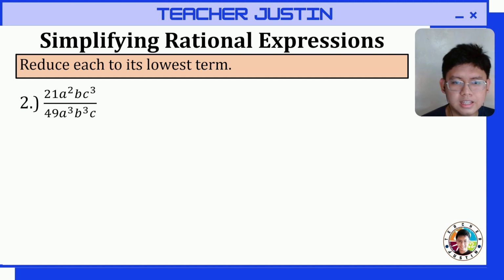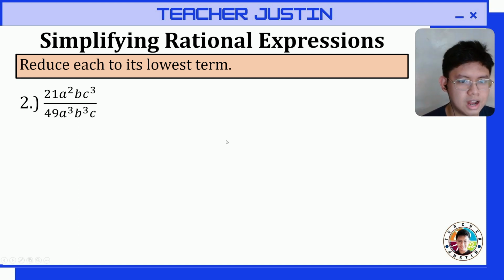Let's simplify this rational expression, which is 21a squared b c raised to 3 all over 49a cubed b cubed c. So, para ma-simplify natin tong ating rational expression, let's identify kung anong klaseng polynomial yung nasa numerator at sa denominator. So, ang numerator natin is monomial and also our denominator. So, we can factor them using factoring monomials.